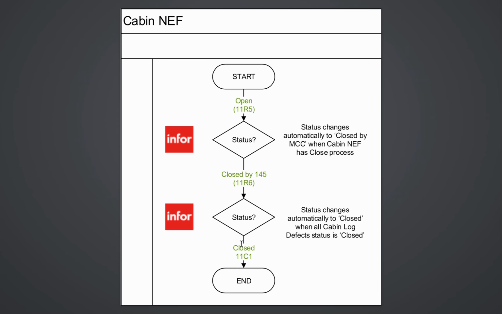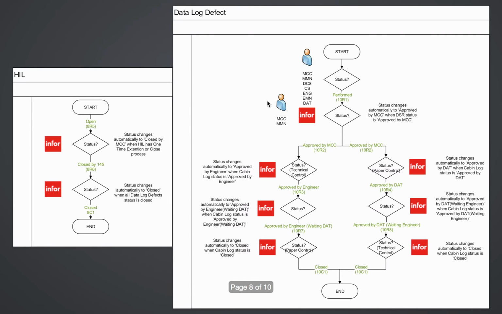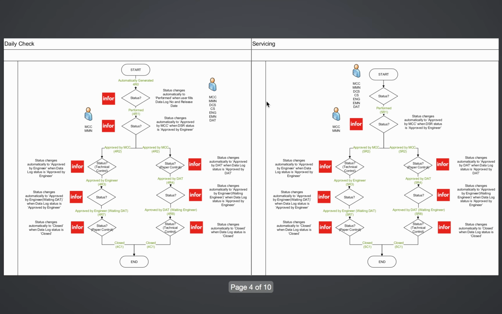And finally, when all related work orders close, the status will turn to closed automatically. So these are the workflows of each work order type. As you can understand, there is a key point.